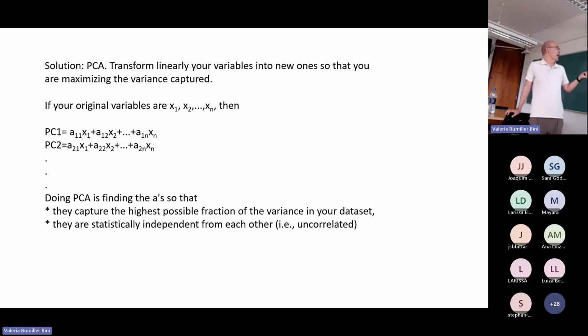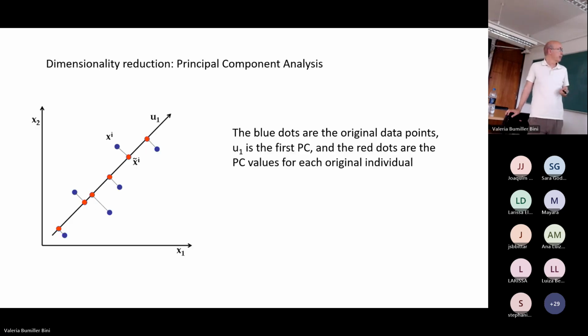But we want the A's to do this. They need to capture the highest possible fraction of the variance in our data set, and they should be statistically independent from one another. Independence in statistical terms means lack of correlation. I said linear combination. This means that the result is a line, in this case in this multidimensional space, but a line nonetheless.